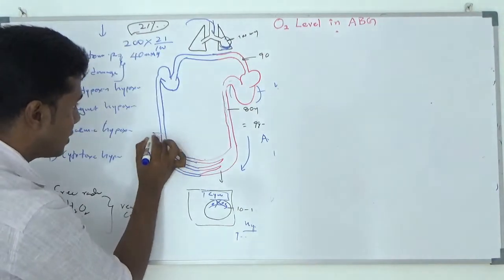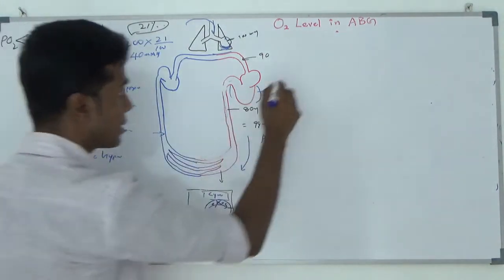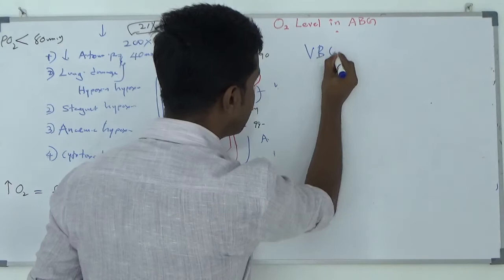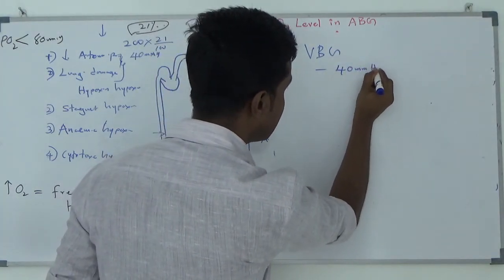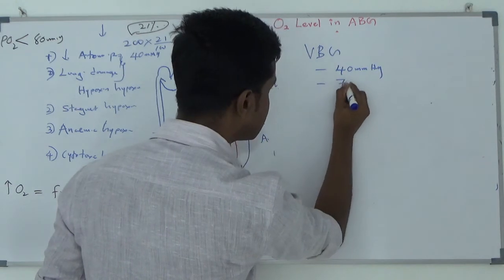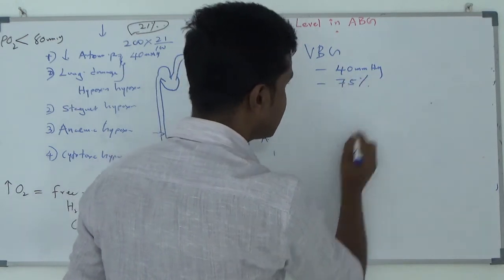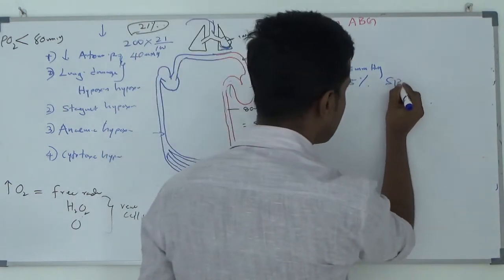Venous blood partial pressure, PvO2, is about 40 millimeters of mercury. Saturation is about 75%.